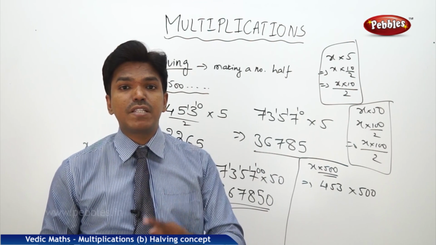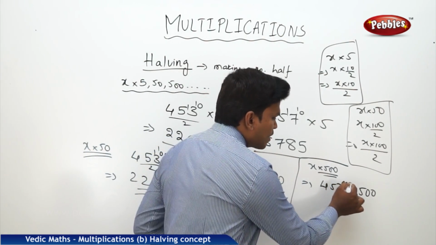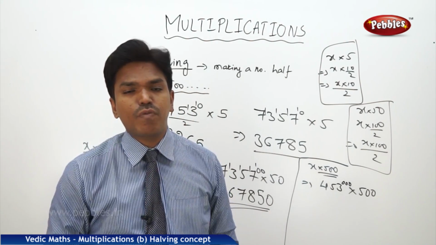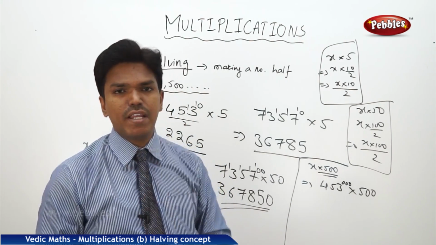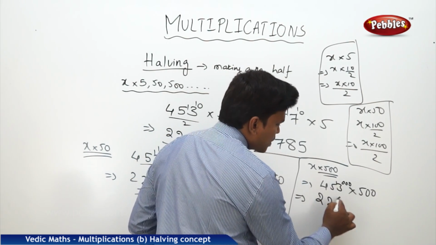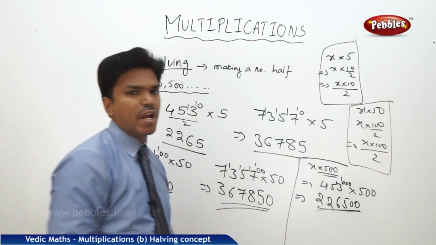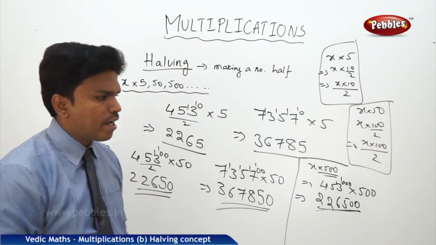Because 500 is nothing but 1000 by 2. So that's why I am adding 3 zeros at the end. After adding 3 zeros, what do I need to do? Yes, division by 2. So make it a half finally. So 2 2s, 2 6 times, 2 5 times, dropping 2 zeros at the end. So the answer is 226500. Right?